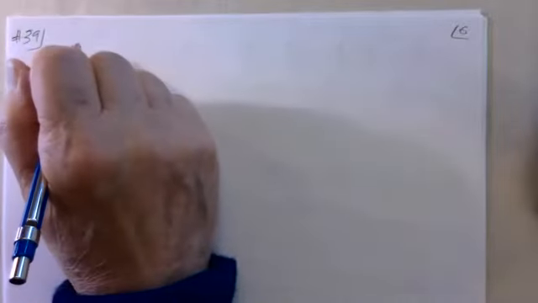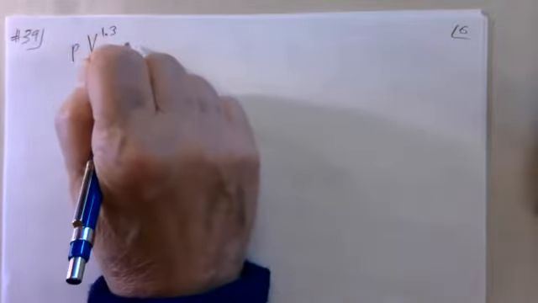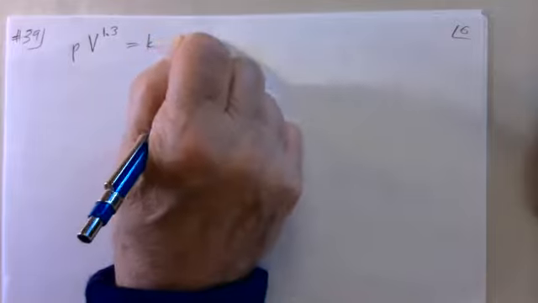Let's see, 39. Adiabatic expansion. In chemistry, when a certain polyatomic gas undergoes adiabatic expansion, it has a pressure P and a volume V that are related according to the following formula: P V to the power 1.3 equals K, which is a constant. We want to find the relationship between the related rates dP/dt and dV/dt.